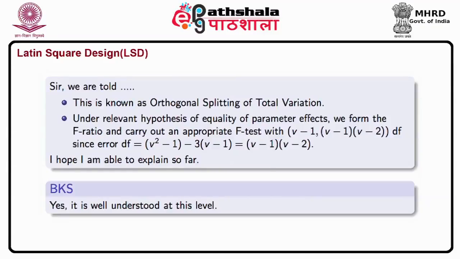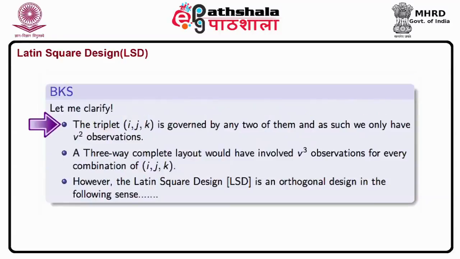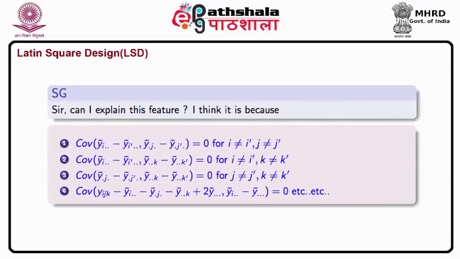Am I, sir? Yes, it is well understood at this level, but we will very soon see that there is much more to know and learn from a practical point of view. Let me clarify. The triplet IJK is governed by any two of them, as you said, and as such we only have v-square observations. Any two of them governs the third one. The third one is unique in view of given any two. And the three-way complete layout would have involved v cube observations for every combination of I, J, K. However, the Latin square design is an orthogonal design in the following sense. So, can I explain these features?